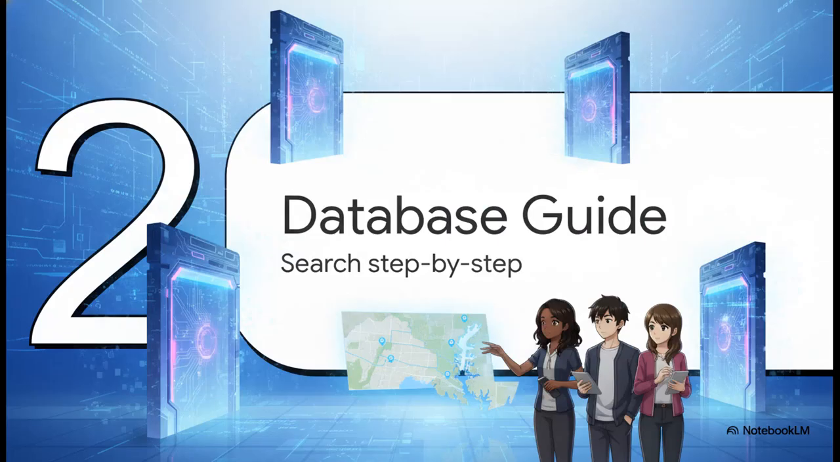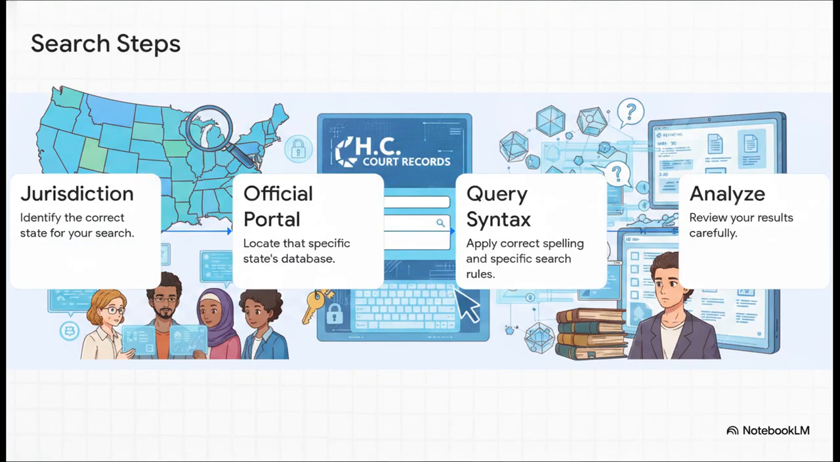Moving right along to Section 2, our step-by-step database guide. To keep you from getting lost in the weeds, we recommend a foolproof 4-step instructional funnel. First up, identify your jurisdiction. Which of the 7 states are you actually looking at? Second, locate that specific state's official portal.